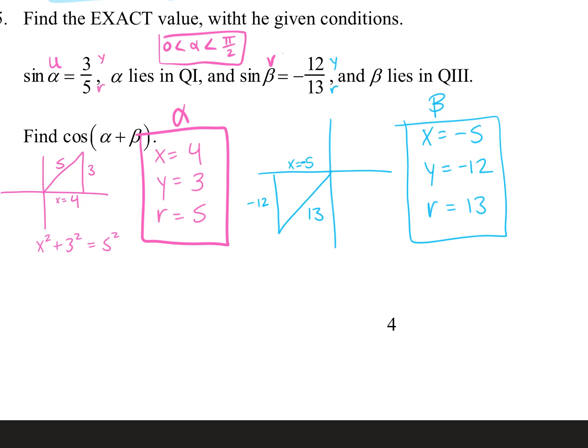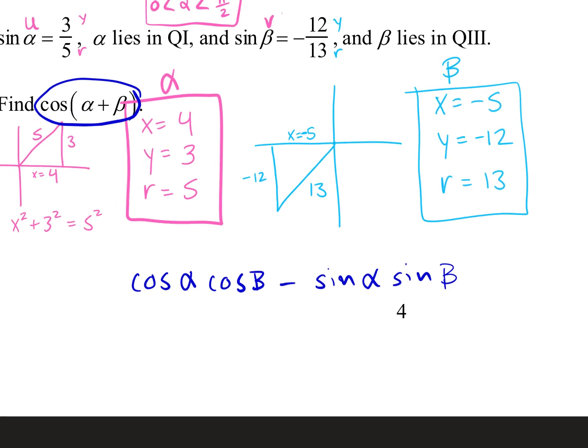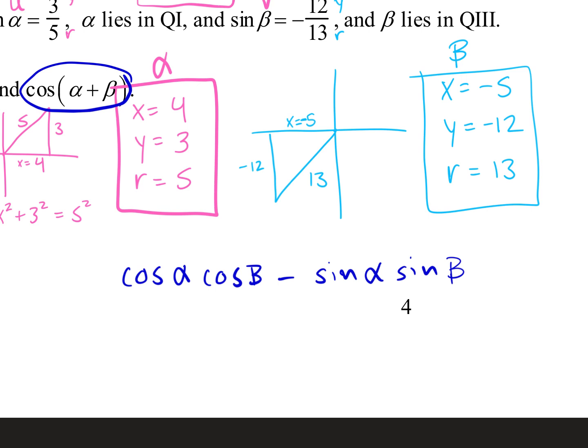Now it tells us we are using our formula, cosine of alpha plus beta. So I'm going to go to my sum and difference formulas and use my cosine adding one. So that'll be cosine of, instead of u, I'm just going to use alpha. So cosine of alpha times cosine of beta minus sine of alpha times sine of beta. Cosine, we have to look at what values? X over r. Cosine would be x over r, and sine is y over r.